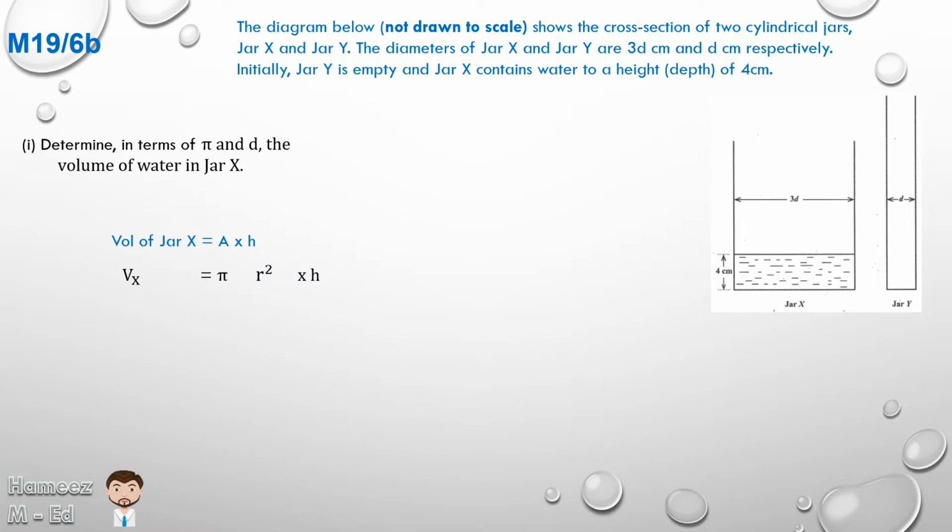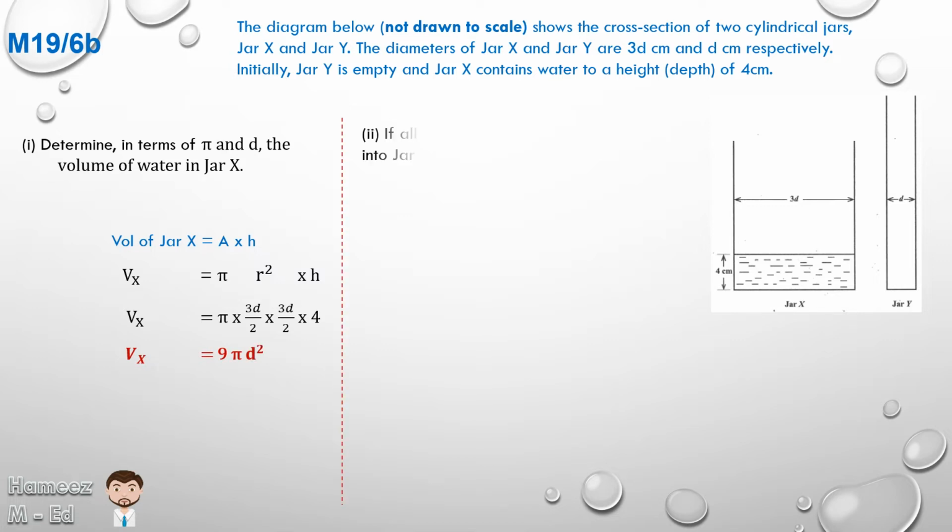And we can now substitute because we know r. So Vx is equal to pi times, if the diameter is 3d, then the radius will be half of that. So it will be 3d over 2 times 3d over 2 times the height, which is 4. And 2, we can cancel out. 2 into 2, 1, 2 into 4, 2, 2 into 2, 1, 2 into 2, 1. So we're left with pi times 3d times 3d. So 3 times 3 is 9 pi, and d by d is d squared.